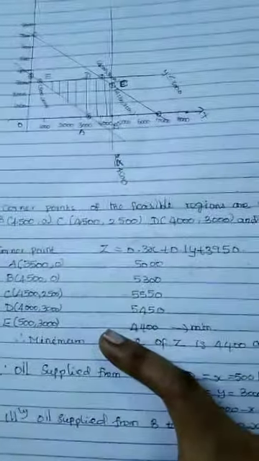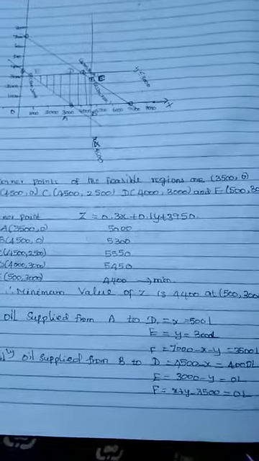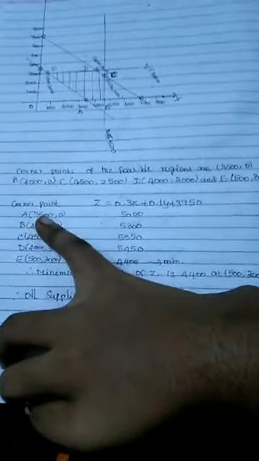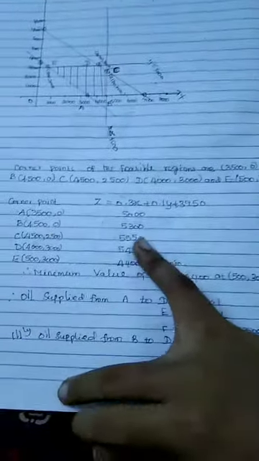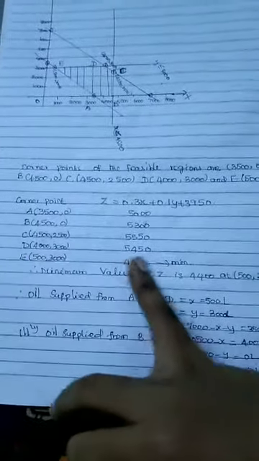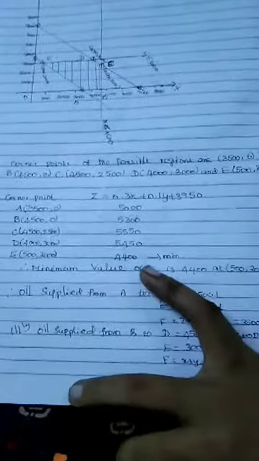So we want to write the corner points of the feasible region. We know very well what the corner points of the feasible region are. You just look at the diagram and write what the corner points are. I found A, B, C, D, E and name them. A is 3,500, 0. I apply it, I get 5,000. For B I get 5,300, and for C it is 5,550, as well as D is 5,450. Last one, 500, 3,000. This is 4,400.